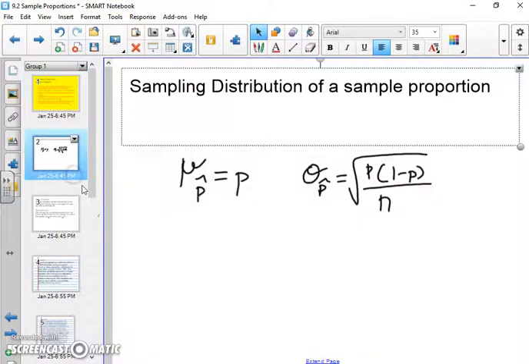So here are the formulas that we're going to need for this particular lesson. They should already be written on the handouts that I gave you. What this basically says is the mean of all of the p-hats will equal the actual mean, and then over here, if we plug in the p that we're given, the probability, and the number of observations, we can find a standard deviation.